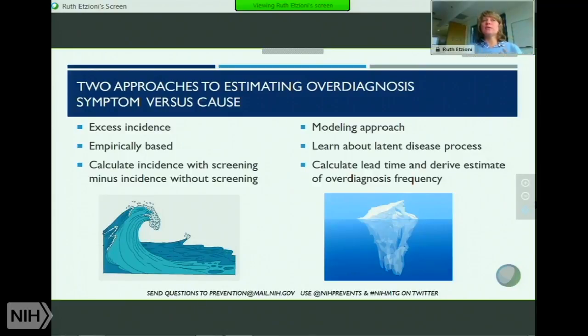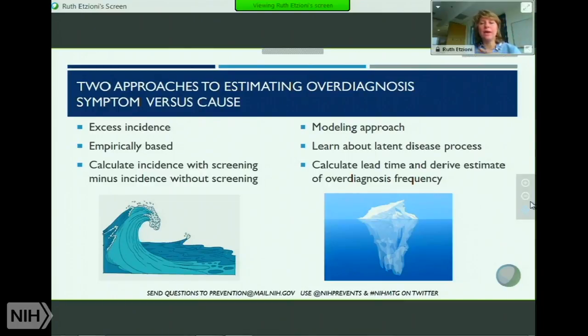So understanding overdiagnosis in these two different ways leads us to two approaches for estimation. In the first case, we recognize that the observed incidence tells us something about the lead time and therefore about overdiagnosis. And the first approach uses that observed pattern of incidence as a proxy for estimating overdiagnosis and considers the difference in incidence with and without screening as an estimate. But the second approach recognizes that difference in incidence tells us something about what lies beneath and tries to estimate the lead time to generate a projection of overdiagnosis. So the first approach is empirically based, and the second, we would say, is maybe modeling based because it uses statistical methods to learn about the underlying progression of disease.